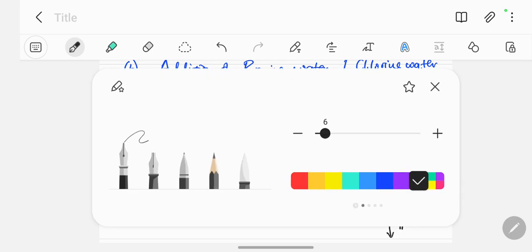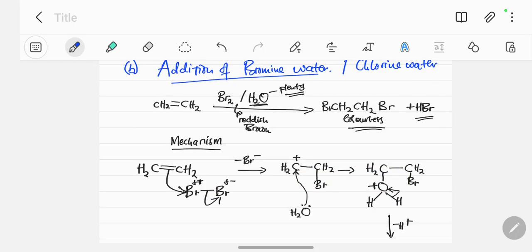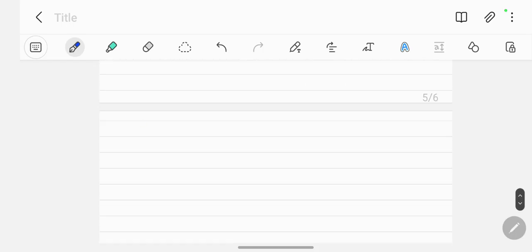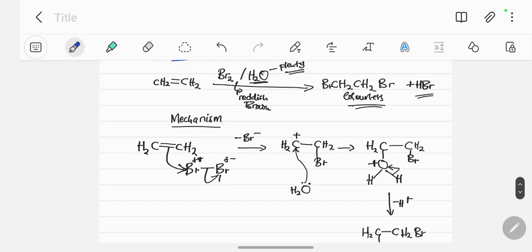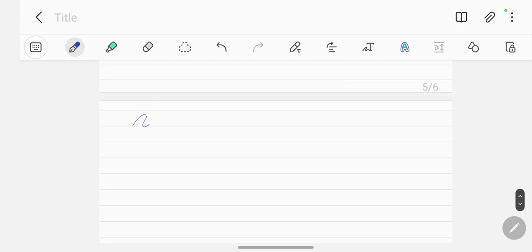So we move on to reactions with hydrogen halides. It will be my part C. Reaction with hydrogen halides, like that. X stands for any halide, any halogen.